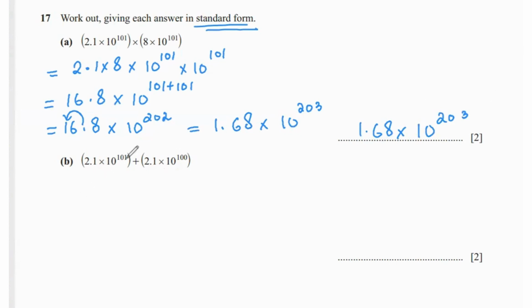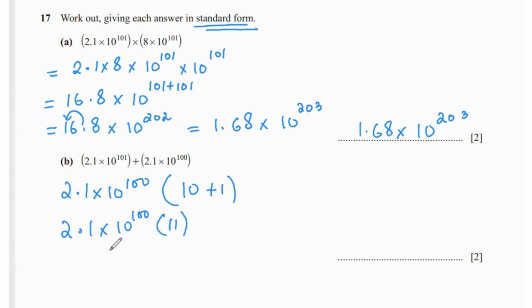For part B, it's 2.1 times 10 to the power of 101 plus 2.1 times 10 to the power of 100. Here we can see that 2.1 times 10 to the power of 100 is common. So what we're left with in the bracket is 10 plus 1. So now 2.1 times 10 to the power of 100 times 11. If we multiply 2.1 with 11, that gives us 23.1. So 23.1 times 10 to the power of 100.